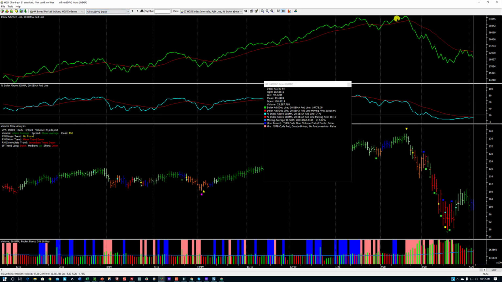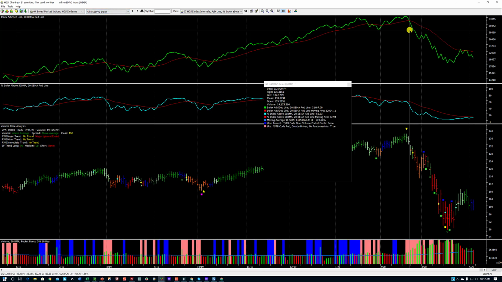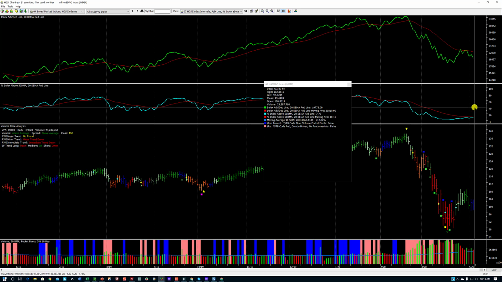Okay, let's go to the all NASDAQ. And at that point, you can see that it broke down, and the percentage of stocks above the 50 was 51.63%. And compare that to today, and it's 8.37% for the all NASDAQ index.